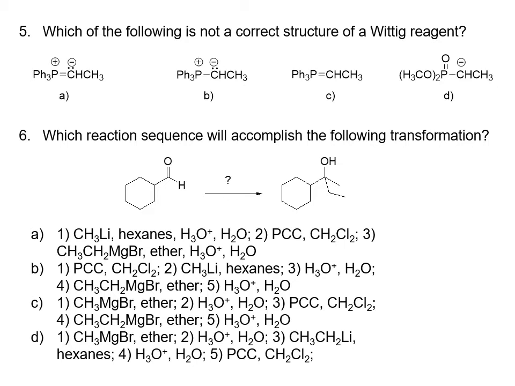Correct structure is B, and you can see in that structure we have charge separation, carbon-phosphorus single bond, negative charge and free electron pair on carbon and positive charge on phosphorus. Or alternative resonance structure is structure C without charge separation and carbon-phosphorus double bond. So either B or C are correct structures, but A, which is combination of the two, is not. And finally, D is structure of a stabilized Wittig reagent.